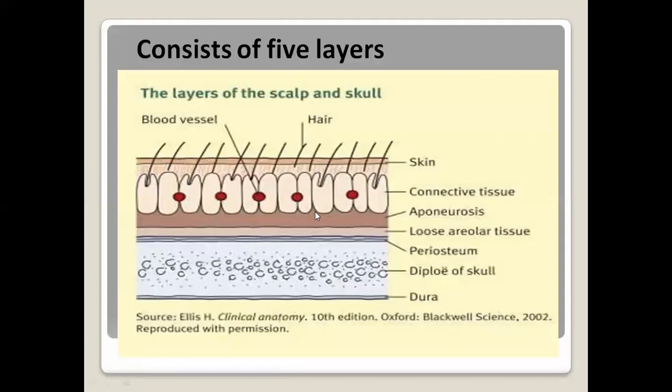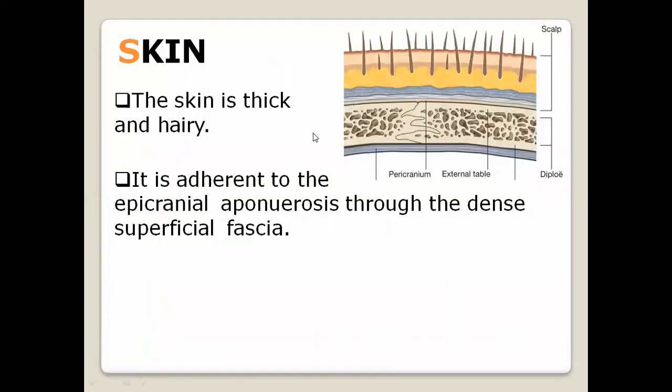Okay. So see this picture. This is the first layer, skin. Next is the connective tissue or superficial fascia. And the next layer is the epicranial aponeurosis. The fourth layer is the loose areolar tissue. And the fifth layer is the pericranium. Okay. So pericranium is nothing but the periosteum of the skull. Now we are going to see the details of each layer.